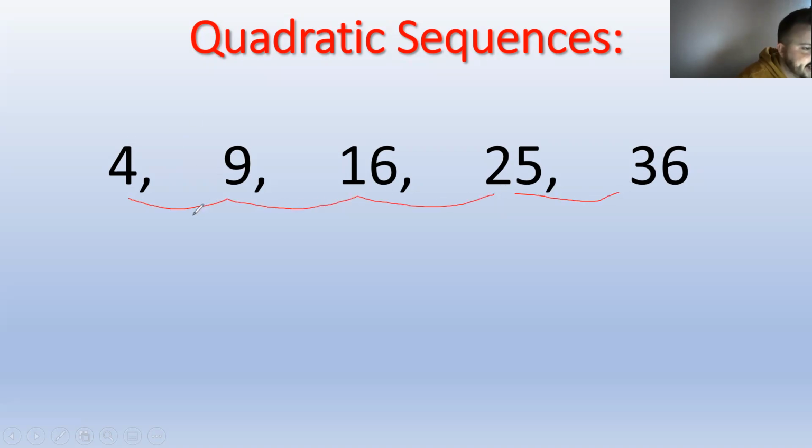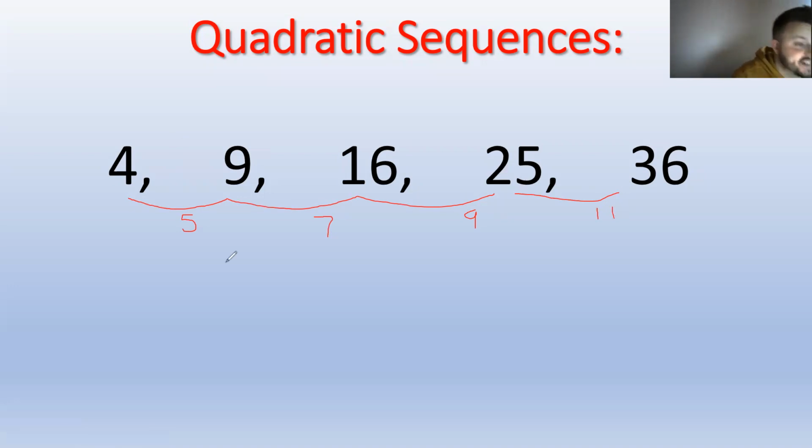So 4 to 9 is 5. 9 to 16 is 7. 16 to 25 is 9. And 25 to 36 is 11. So you can see the difference isn't consistent. Okay, we've got 5 and 7 and 9 and 11. It's going up by a different number each time.